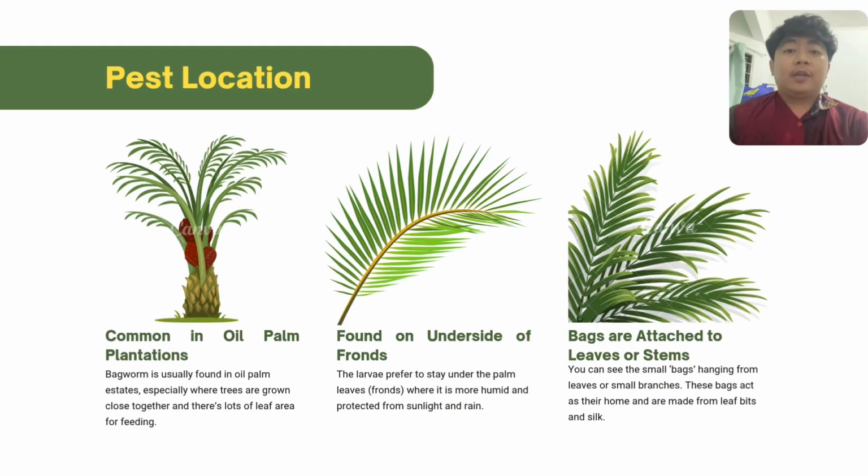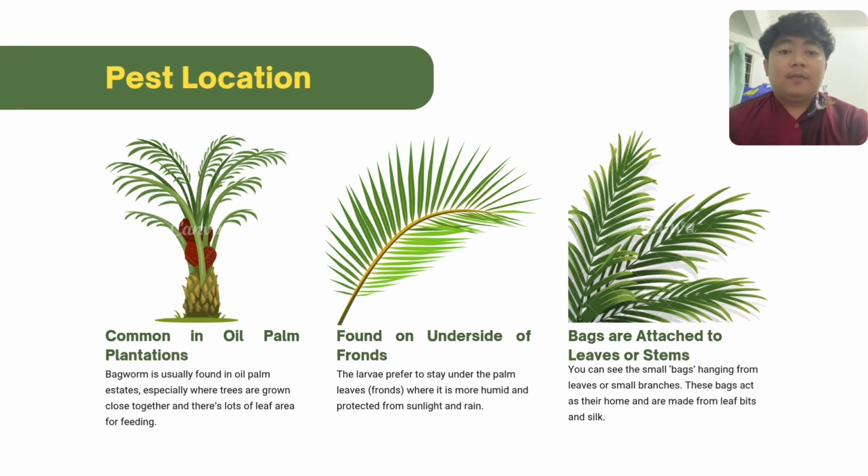Okay, now let's identify exactly where to look for bagworm in our plantation. Knowing their preferred locations makes monitoring and detection much more effective. Bagworms are commonly found in oil palm plantation, especially when trees are grown close together with lots of leaf area for feeding. They particularly favor areas with dense tree spacing because this gives them easy access to move between trees.